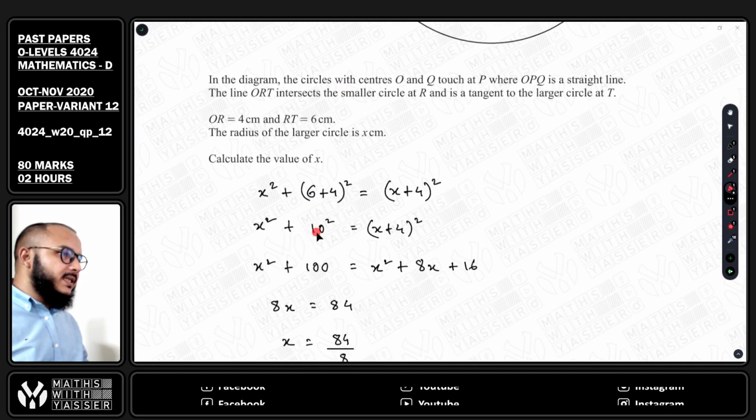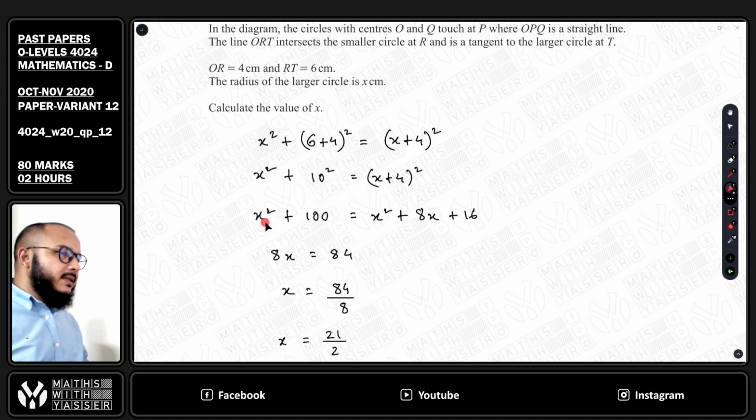So 6 plus 4 is 10. So it will be x squared plus 10 squared equals (x plus 4) whole squared. 10 squared is 100, so it will be x squared plus 100 equals, if I expand this bracket, x squared plus 8x plus 16. Since I have x squared on both sides, I can cancel them. Then I will have 8x equals 100 minus 16, which gives me 84.